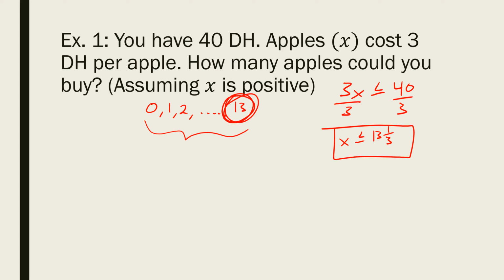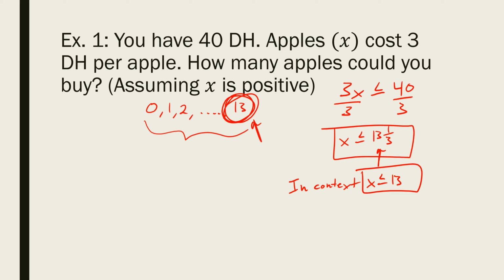This could be my answer, but let's think about the context a little. Does it make sense to buy 1/3 of an apple? No, not really. And in fact, when I was just guessing and checking, I decided that 13 was the maximum amount of apples I could have. As soon as I hit 14, I've spent 42 dirhams and I've gone too much. So in context, it would actually be better, instead of that answer, to put x is less than or equal to 13, just recognizing the fact that I can't buy 1/3 of an apple.